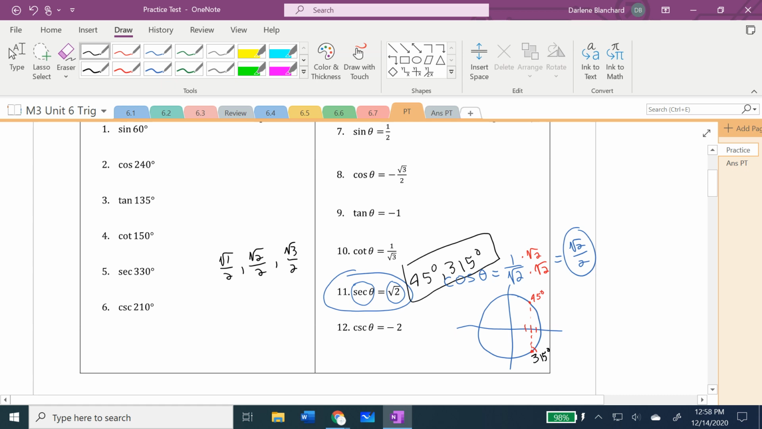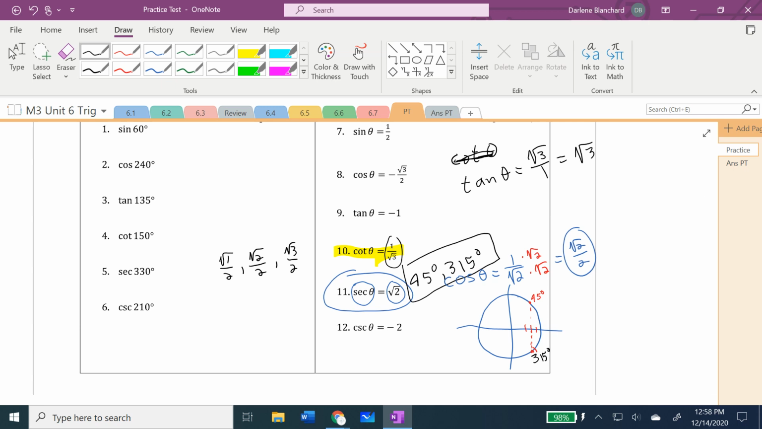Then on number 10, cotangent is always the one. Tangent is hard enough. Cotangent just makes it hard. So I always immediately reciprocate when it comes to cotangent. So the reciprocal of cotangent gives me tangent. And then I'm going to reciprocate 1 over root 3. That means root 3 over 1, or root 3. People have different ways to deal with tangent.